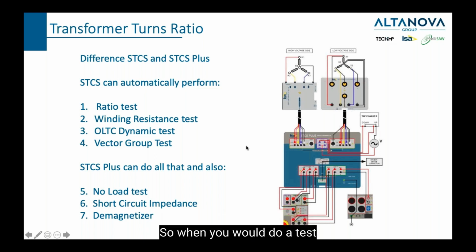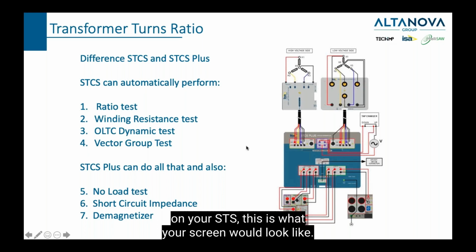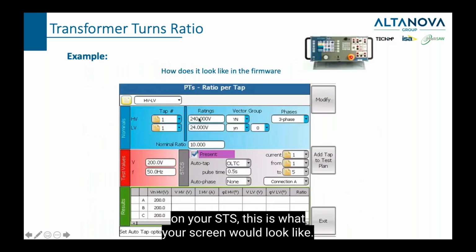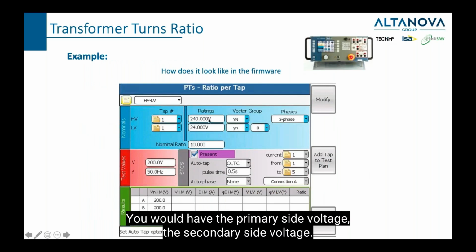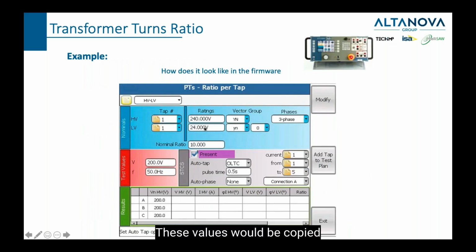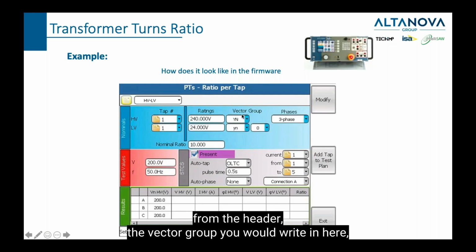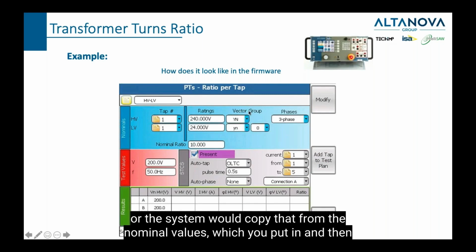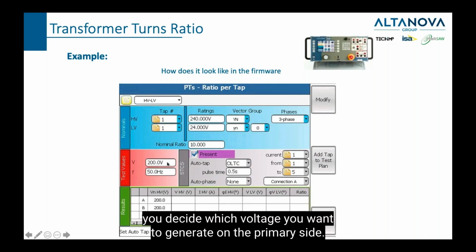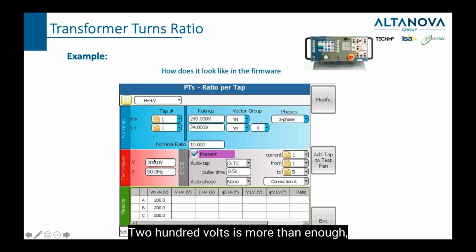So when you would do a test on your STS, this is what your screen would look like. You would have the primary side voltage, the secondary side voltage. These values would be copied from the header. The vector group you would write in here, or the system would copy that from the nominal values which you put in, and then you decide which voltage you want to generate on the primary side. 200 volts is more than enough.